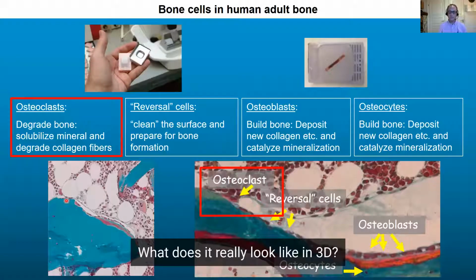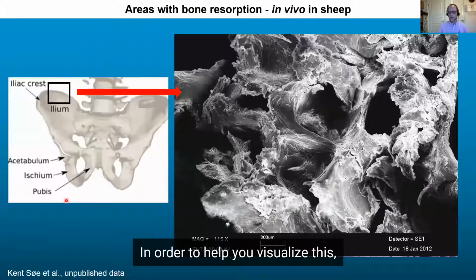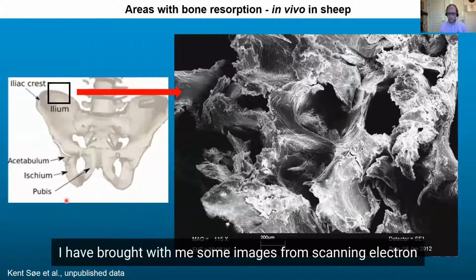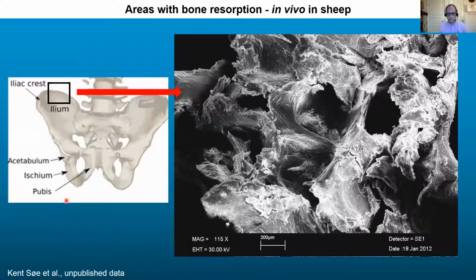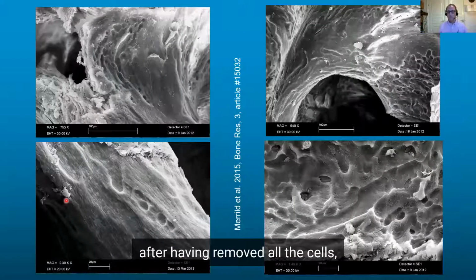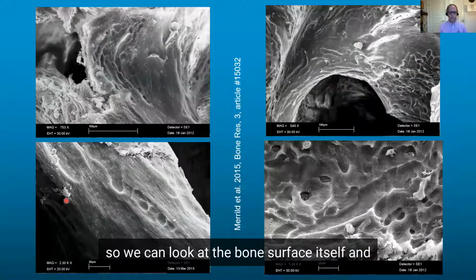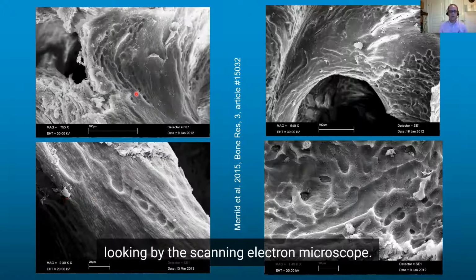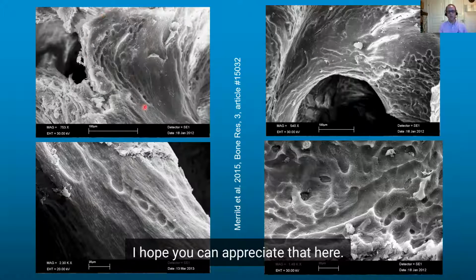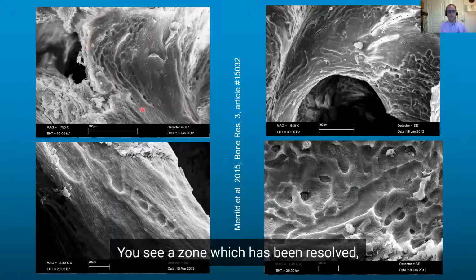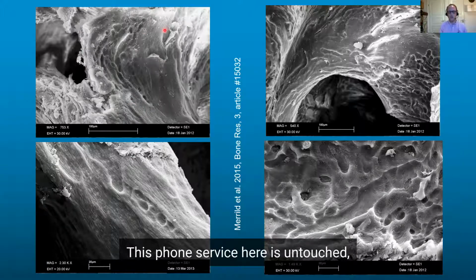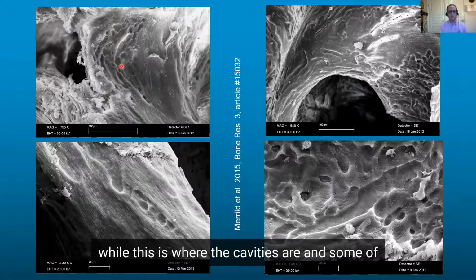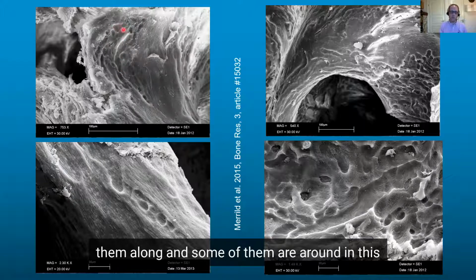But what does it really look like in 3D? In order to help you visualize this, I have brought with me some images from scanning electron microscopy. These images I have made from bone of sheep that have osteoporosis, after having removed all the cells, so we can look at the bone surface itself. Looking by the scanning electron microscope, I hope you can appreciate that here you see a zone which has been resorbed by most likely multiple osteoclasts. This bone surface here is untouched, while this is where the cavities are, and some of them are long and some of them are more round.